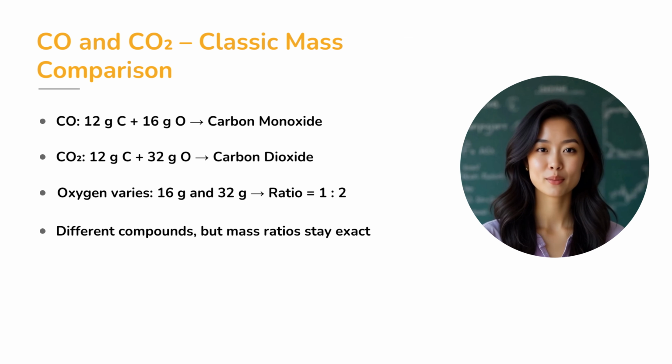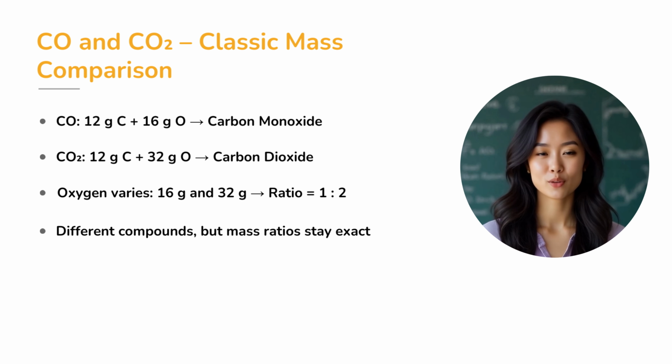Here's a classic example to bring the law to life. Let's compare carbon monoxide, CO, and carbon dioxide, CO2. In CO, you have 12 grams of carbon plus 16 grams of oxygen. In CO2, it's 12 grams of carbon plus 32 grams of oxygen. Now notice, carbon stays constant at 12 grams. But the oxygen changes from 16 to 32. That gives us a simple ratio, 16 is to 32 as 1 is to 2.